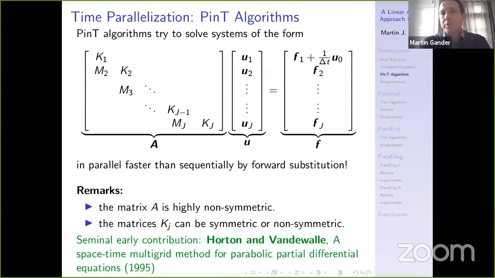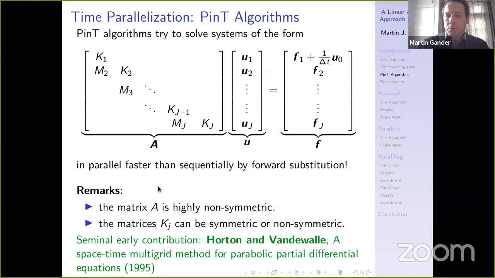So PinT algorithms, parallel in time, is usually abbreviated by PinT now. PinT algorithms try to solve this system or any system of a similar form in parallel, faster than sequentially by forward substitution. So you want to beat the sequential nature of the problem because the problem has an inherent sequential nature. The time evolution is forward in this problem, it's not backward.